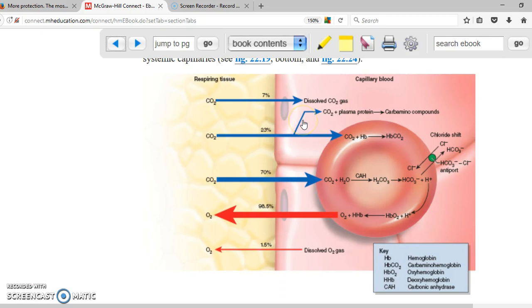And what controls carbon dioxide? The respiratory system. So the respiratory system controls the pH because the respiratory system controls the carbon dioxide, and indirectly it will control the pH because it can control the hydrogen. So that's a very important concept that you need to understand.